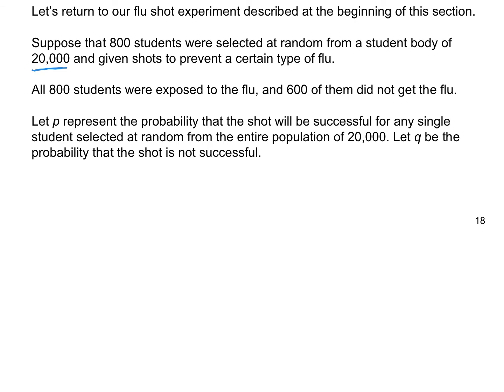So what they did is the 800 students that they sampled were exposed to the flu and 600 did not get the flu. So the 600 is our success. So you should know that N is 800. R is 600. That means the flu shot worked.